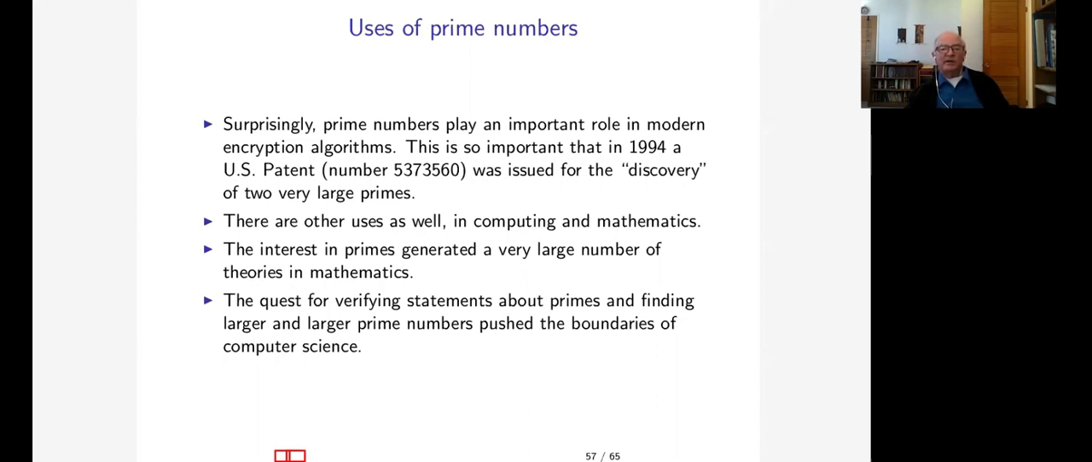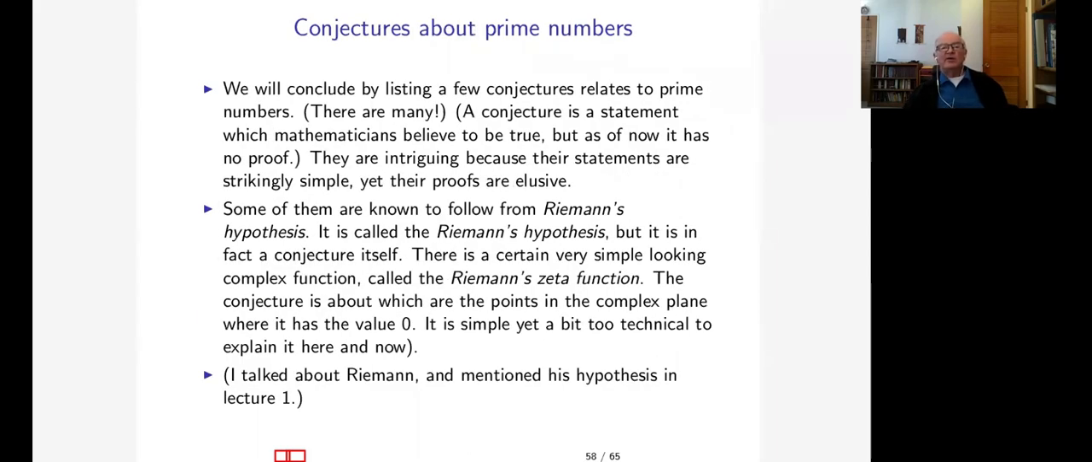There are other uses in computer science and in mathematics, in certain computations, and I won't go into those. They can be technical. The other use of prime numbers is simply that the interest in primes generated so many theories and so much research in mathematics that those theorems and research are useful in themselves, in physics, in technology, and engineering. And then the quest for verifying statements about prime numbers is such an intriguing thing that it pushed the boundaries of computer science. And now I want to talk about conjectures, a few just for fun.